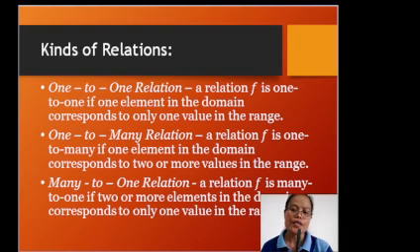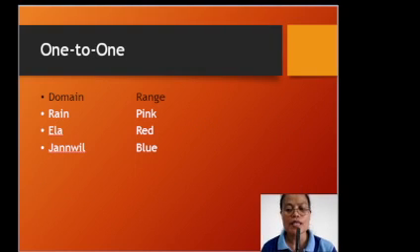We have three kinds of relations: one-to-one relation, one-to-many relation, and many-to-one relation. A relation F is one-to-one if one element in the domain corresponds to only one value in the range. A relation F is one-to-many if one element in the domain corresponds to two or more values in the range. And a relation F is many-to-one if two or more elements in the domain correspond to only one value in the range. Let's consider the following example.